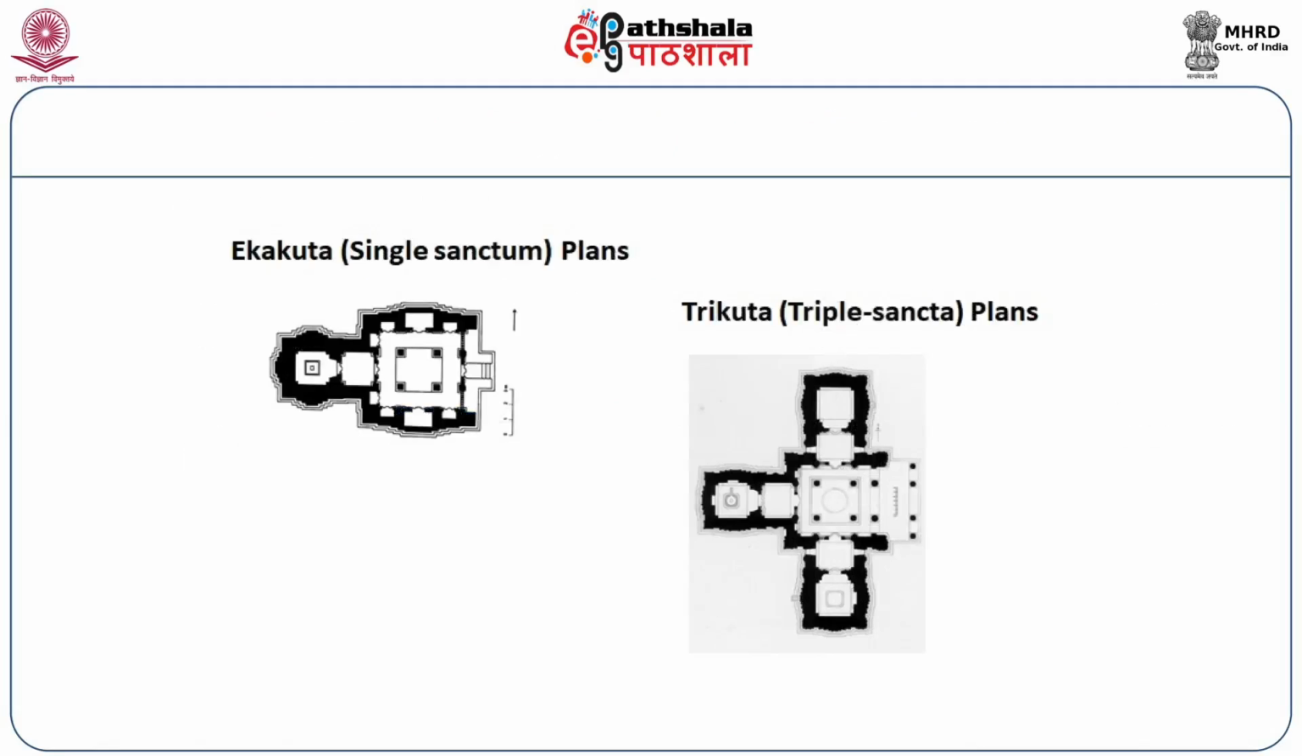You see in front of you two of the examples of the plans of the Hoysala temples. One Ekakuta or single sanctum temple, another Trikuta or triple sancta temple. In the second one, you will see three sancta arranged around a common hall.